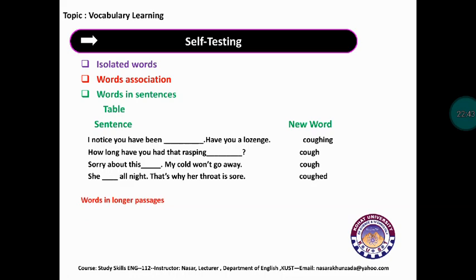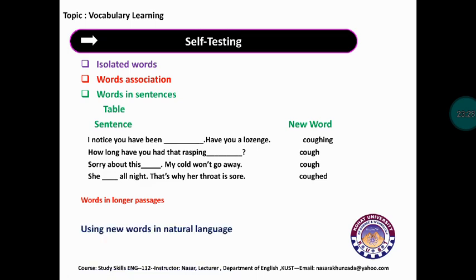Words in longer passages. If you have found a number of new words in one passage, try this idea for checking your recall after you have tried learning them. Number one, photocopy the passage. Two, write out the new words. Three, photocopy this new version. Four, leave it for a day or two. Five, try writing out the missing words on another page. Six, check with the original passage. Seven, keep the two pages for later review.